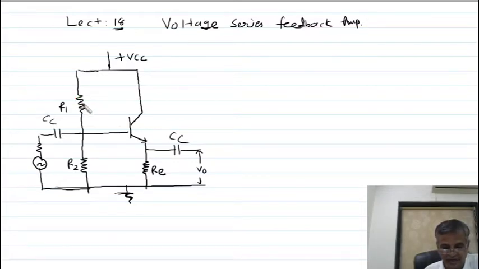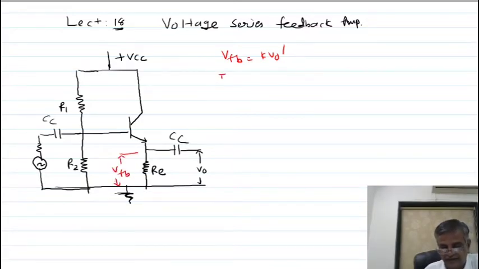In this circuit, R1 and R2 provide voltage divider bias to the circuit. RE provides thermal stability to the circuit. Already you know this. Now let us see how much feedback in the circuit takes place. Look here, how to calculate the feedback. The feedback voltage is nothing but K into VO dash. So this much voltage is feedback to the input.